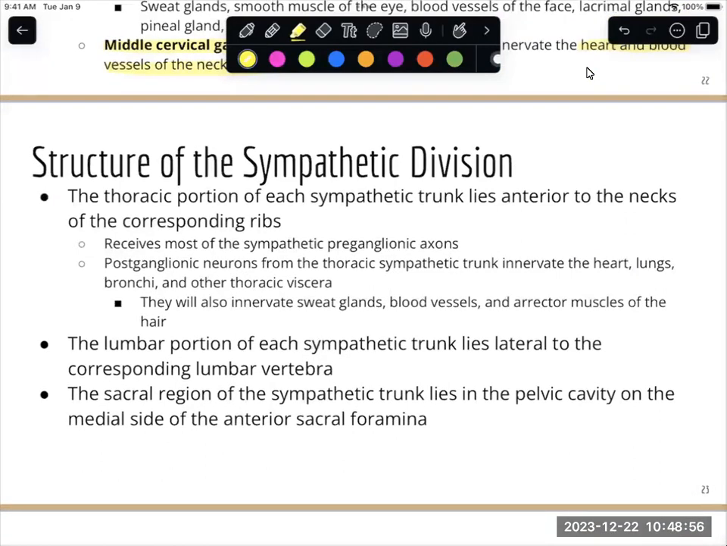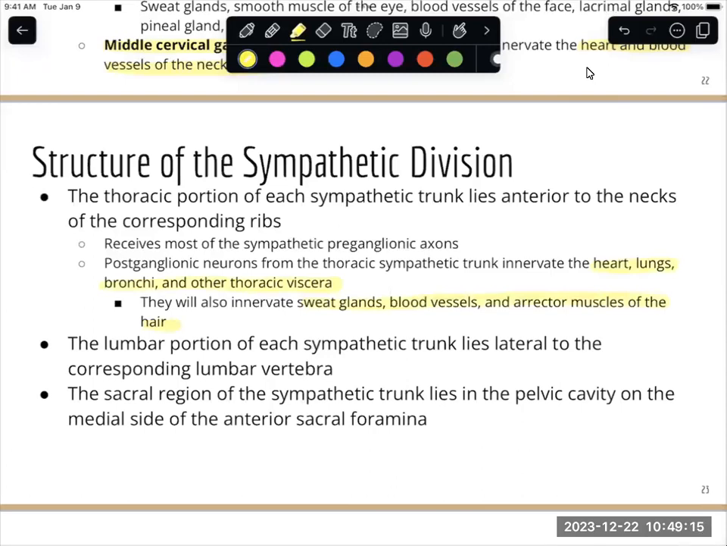So the thoracic portion is going to be pretty close to those ribs. They're going to go to sweat glands, blood vessels, those erector pili muscles, and the hairs in our arms, and they're going to go to the heart, lungs, bronchi, thoracic area.